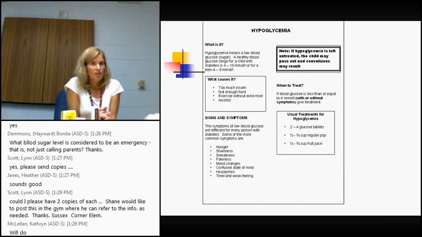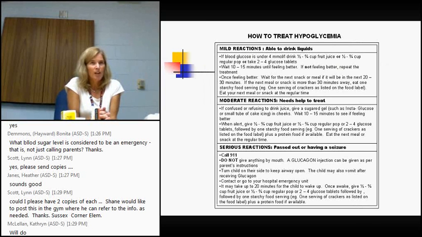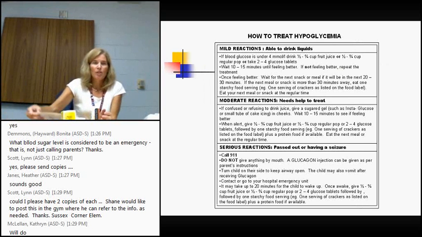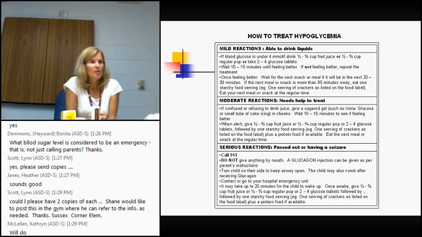And treatment of low blood sugars, we'll go to the next slide. Yeah, and we can provide these to the school as well. And basically what you're going to treat a low blood sugar with is a fast-acting sugar, something that's going to work quickly and get into the child's system to raise their blood sugar.